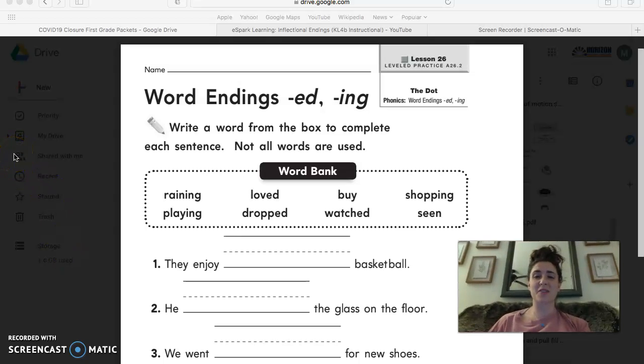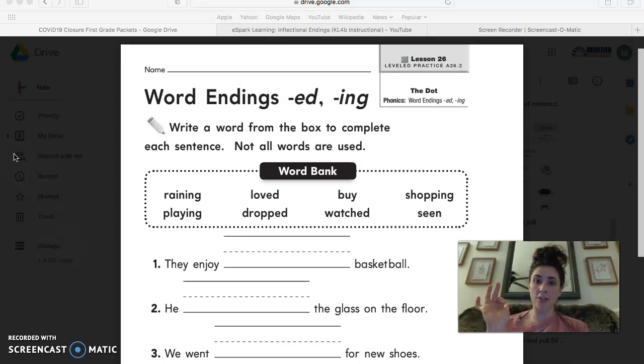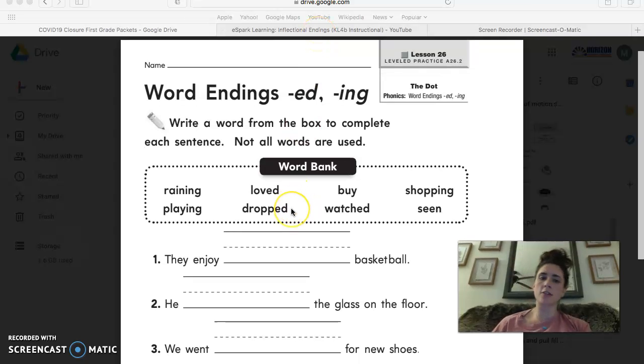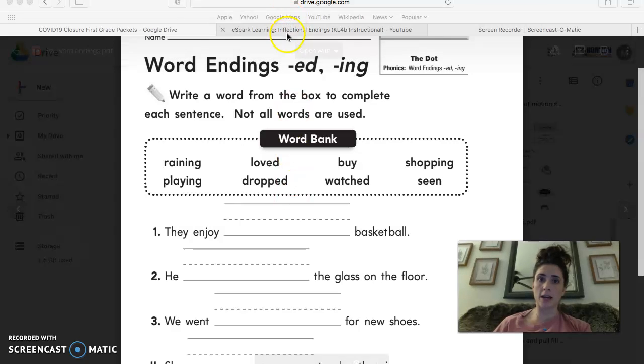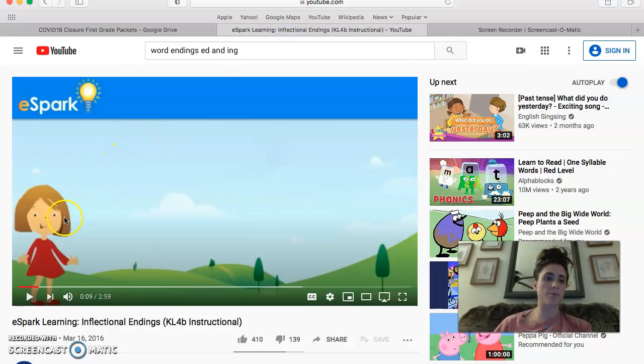So today we're going to be talking about word endings using ed or ing. You already did a paper on Monday using these word endings, but I thought we would do a quick YouTube video and then talk about this worksheet that you need to have completed for today as well. All right, so let's take a look at the YouTube video, and then we will chat about it after. Here we go.